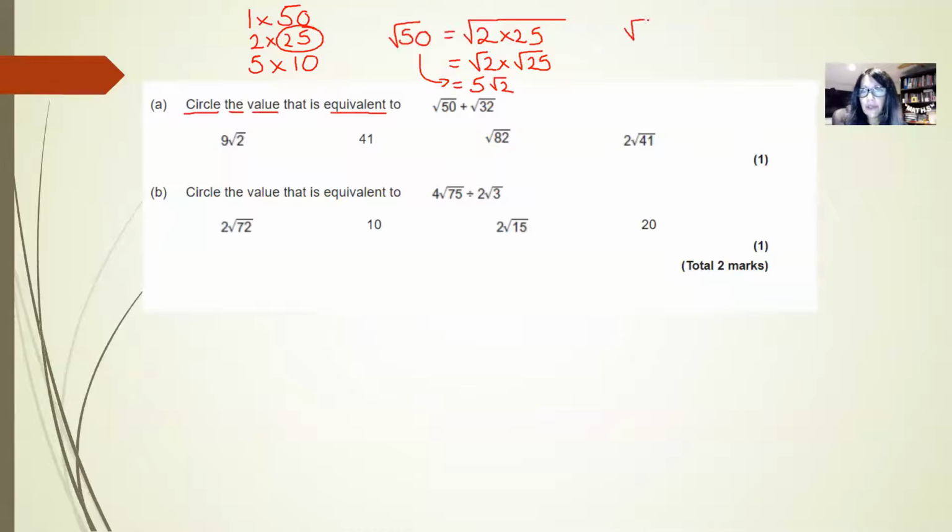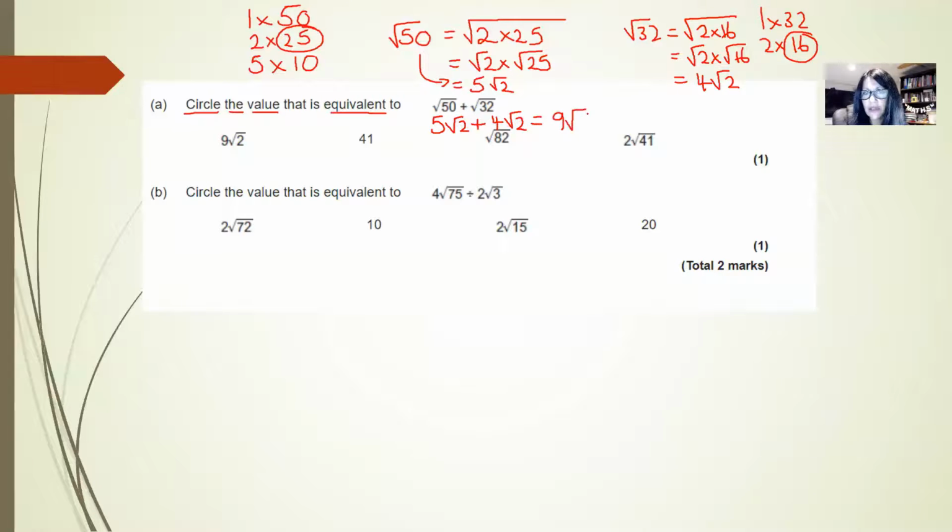Let's do the same for root 32. So again, 1 times 32, 2 times 16. I'm going to stop there because I know 16 is a square number. So I can rewrite that as 2 times 16. Separate it, root 2 times root 16. And I know root 16 is 4, so that's 4 root 2. So can you see we're adding like terms now? We're adding 5 root 2s plus 4 root 2s. So how many root 2s do we have in total? We have 9 root 2s. Okay, so they're making you work for that 1 mark, but every mark counts. So there's our answer.